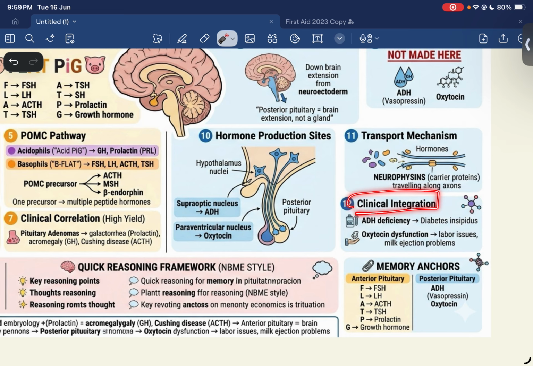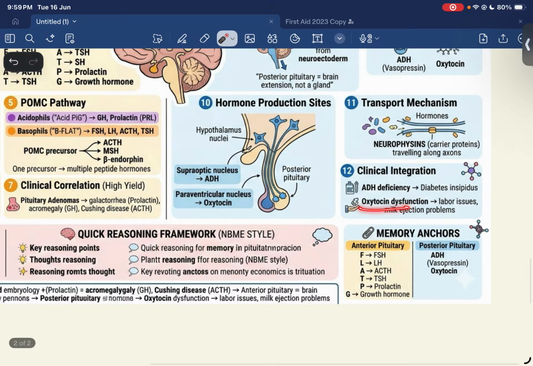Clinical integration: if we do not have ADH, because it is not being produced by the hypothalamus, then there's going to be central diabetes insipidus. If it is not acting on the receptor, then it is going to be nephrogenic diabetes insipidus. Oxytocin is very important for labor contraction and also milk ejection, so if oxytocin is dysfunctional, these two are the processes that are going to be affected the most.